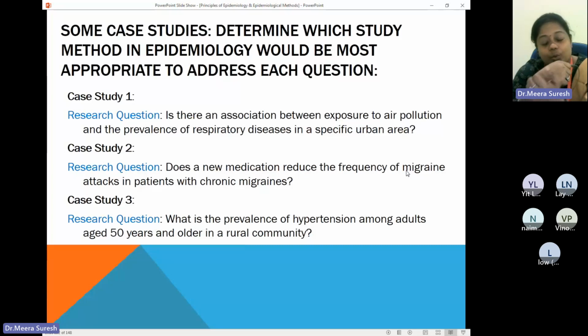Okay, I can give you another clue. Case study 1 and case study 3 have a particular term common in both, and that gives the clue. Now, at least tell me what is that term which is common in case study 1 and case study 3? Prevalence. Yes. So, we are going to study a prevalence, and which study method is used to learn prevalence?